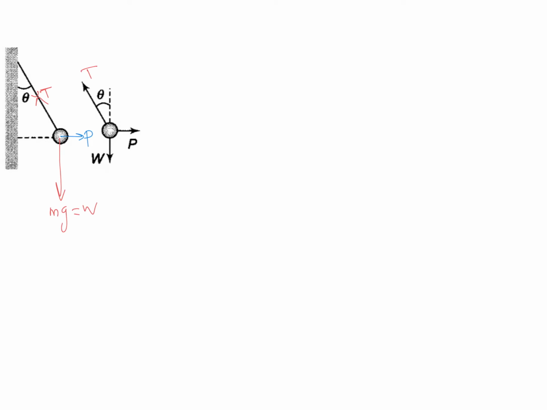So if you are drawing the equilibrium condition, there is a force P acting along this direction. There is a tension T acting along this direction, which is making an angle theta with respect to the vertical. And the weight of this object W is acting along this direction.